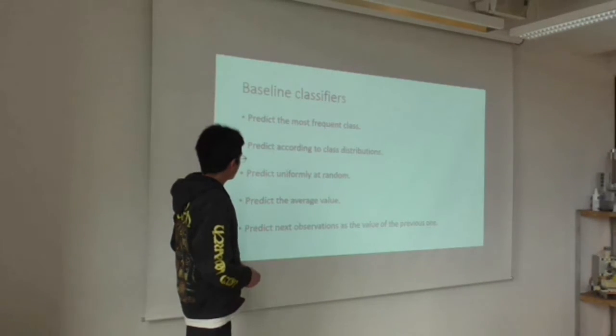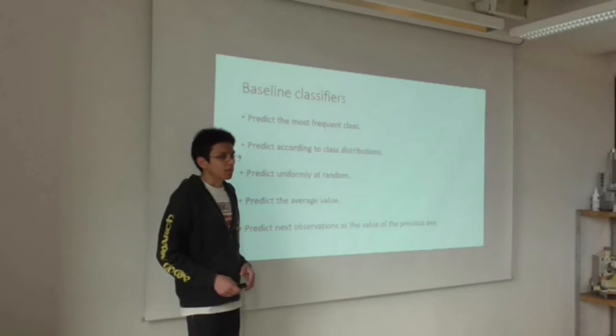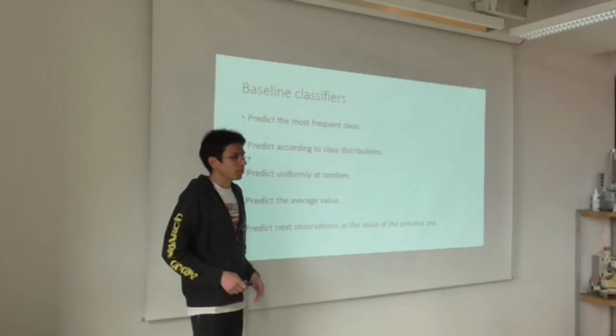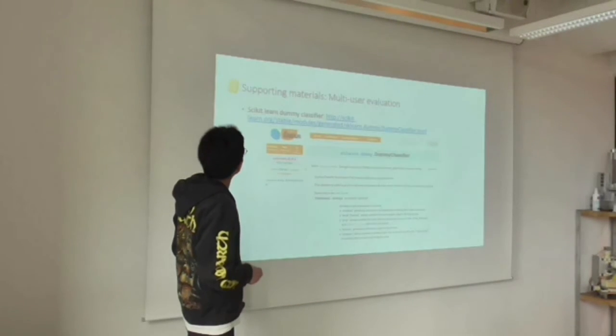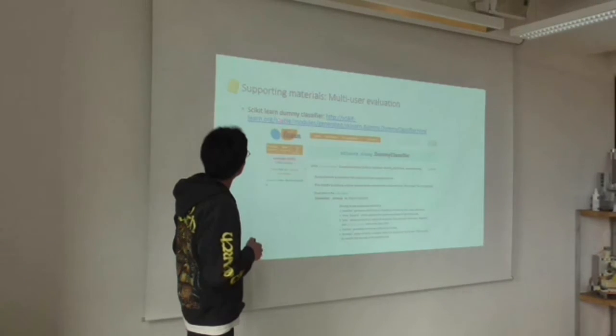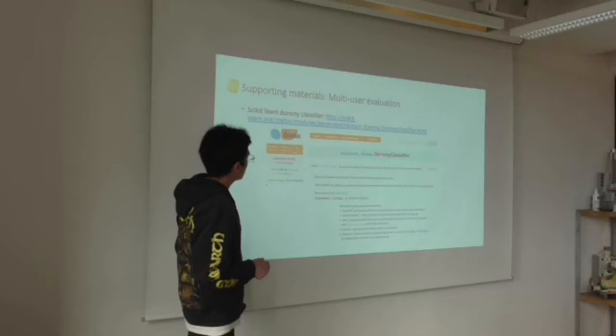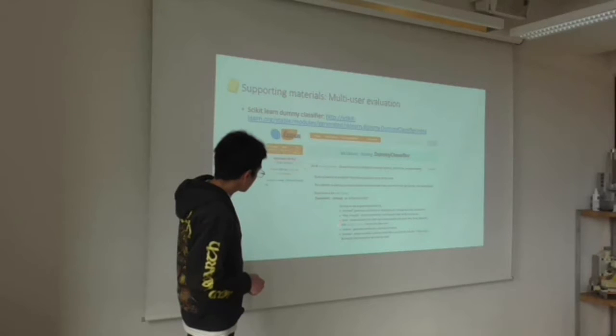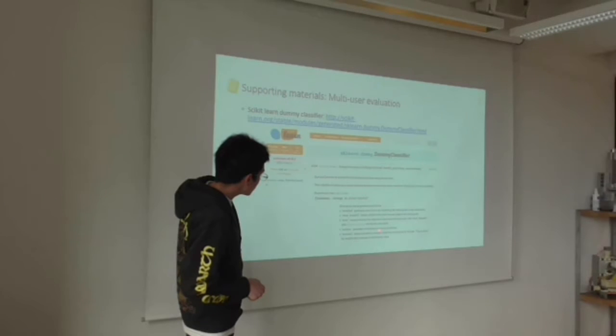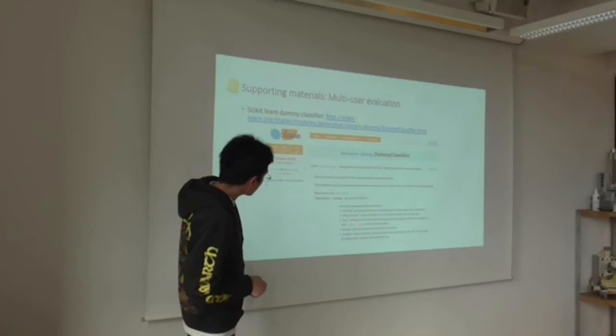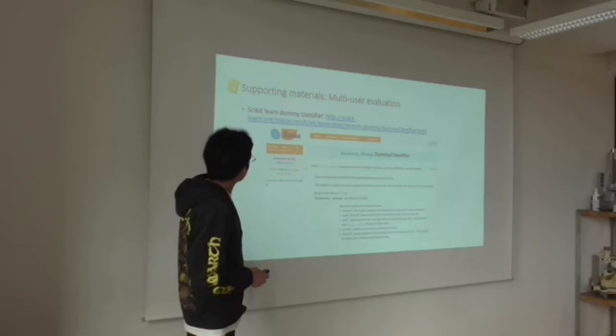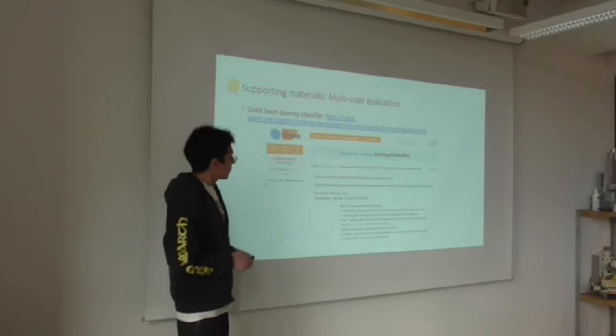So it's always a good idea to try these baseline classifiers and see if machine learning is really providing some benefits. And scikit-learn, which is a Python library, already contains a class called dummy classifier. This implementation has, for example, the uniform method, which generates predictions uniformly at random, and also this prior, which makes predictions according to the prior probabilities and so on. So you can use these types of tools.